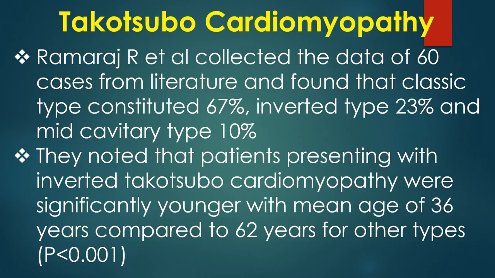inverted type 23%, and mid-cavitary type 10%. They noted that patients presenting with inverted Takotsubo cardiomyopathy were significantly younger, with a mean age of 36 years compared to 62 years for the other types.